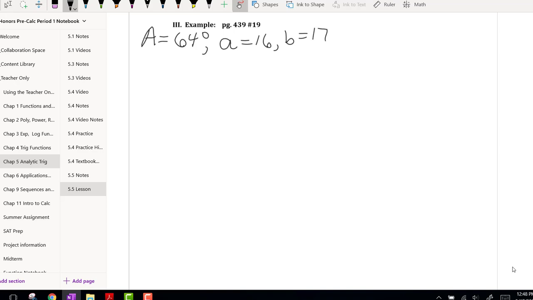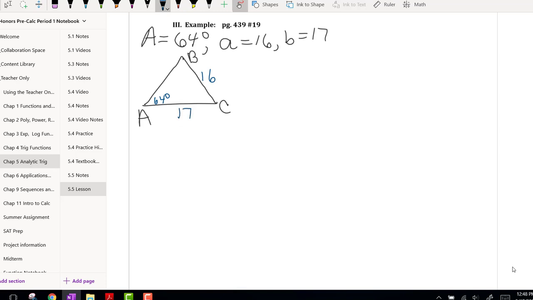So before you start doing problems that aren't given a triangle, you really should draw a triangle and look at where these parts are. And it really doesn't matter where you put the letters, because it'll still work out the same way. So we know right now that angle A is 64 degrees. We know that side A, which is across from angle A, is 16. And we know that side B, which is across from angle B, is 17 units.